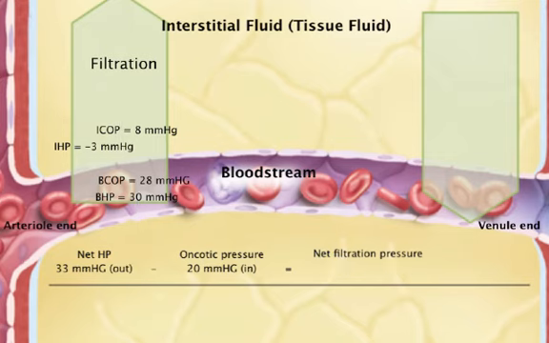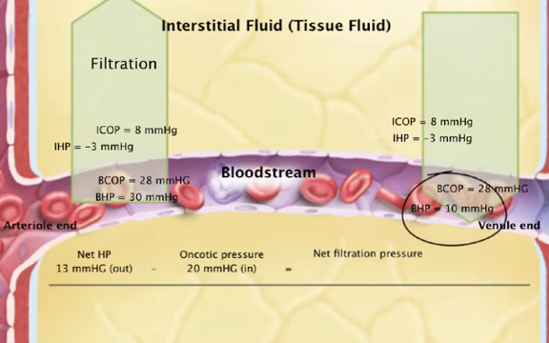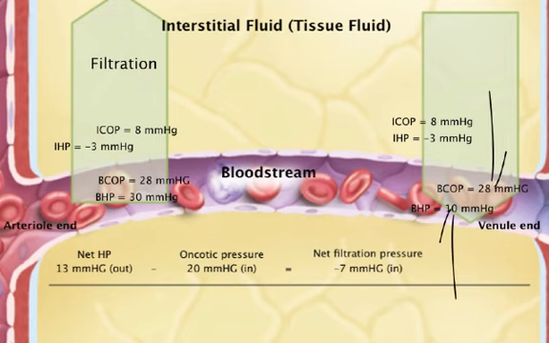However, at the venous end, the blood hydrostatic pressure falls significantly and becomes less than the oncotic pressure. The result is a negative net filtration pressure. This means fluid will move into the capillary from the tissues, which is called reabsorption.